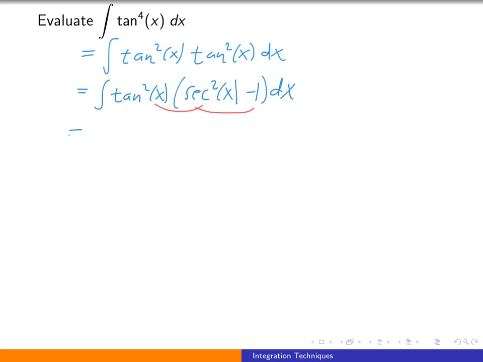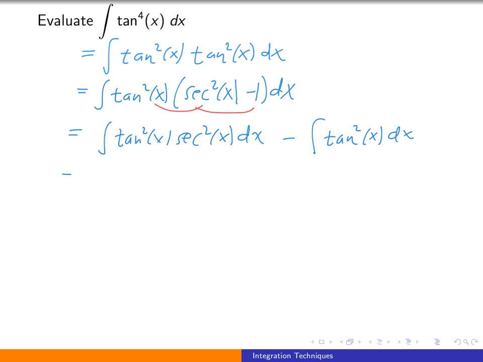So the first term is going to work out very nicely. We're going to have a tangent squared times secant squared, and we're going to be able to perform a u substitution. In the remaining term, it's just going to be a tangent squared.